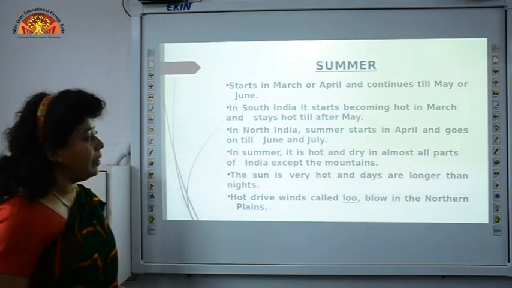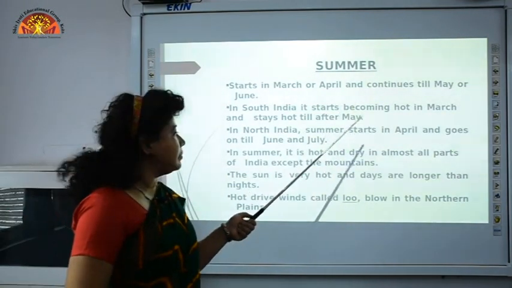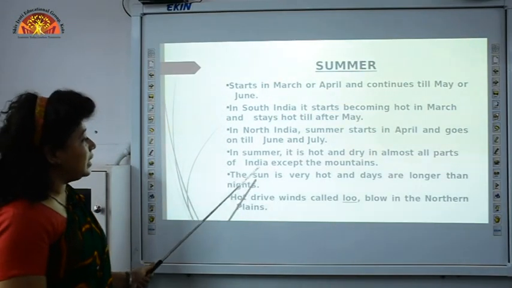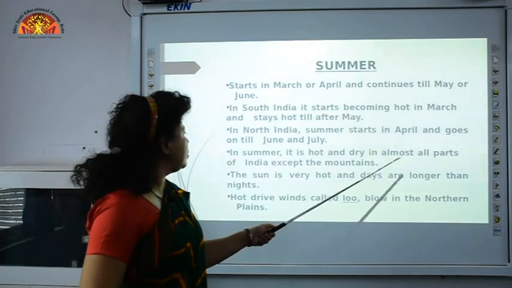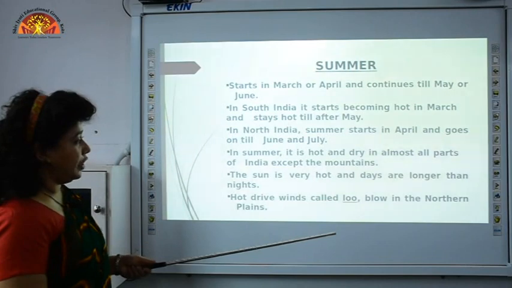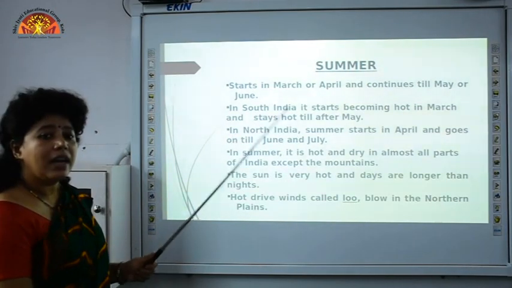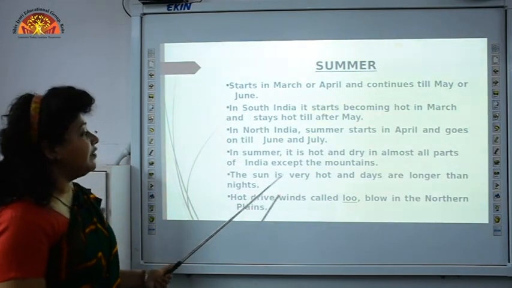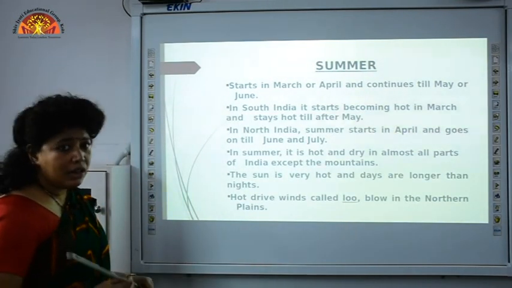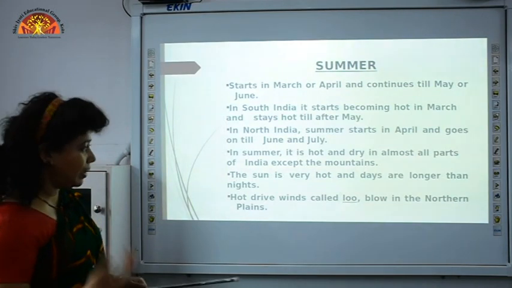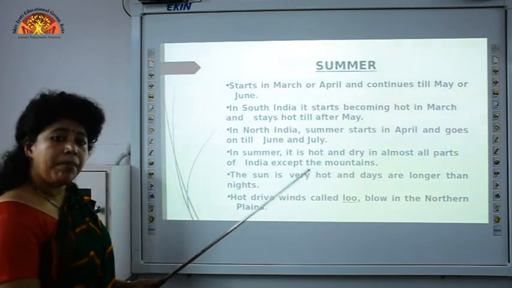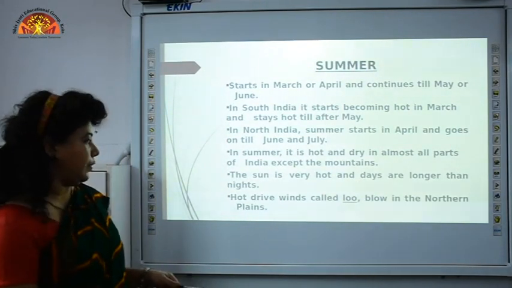और नॉर्थ इंडिया में अप्रैल में शुरू होती है समर सीजन and it goes on till June and July. In summer, it is hot and dry in almost all parts of India except the mountains. Mountains को छोड़ के बाकी सब जगह बहुत गर्मी रहती है. The sun is very hot and days are longer than nights. सन बहुत गर्म रहती है, बहुत गर्मी रहती है वेदर, और डेज लॉन्गर देन नाइट्स, मतलब दिन बड़ी होती है और नाइट्स छोटी होती हैं.